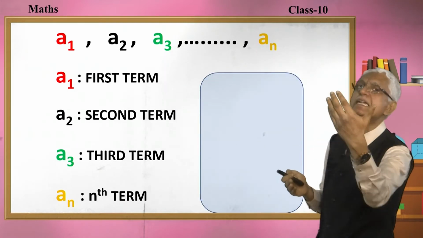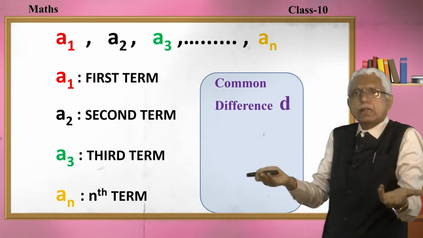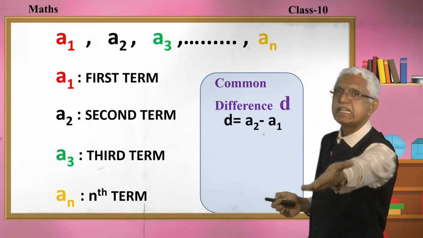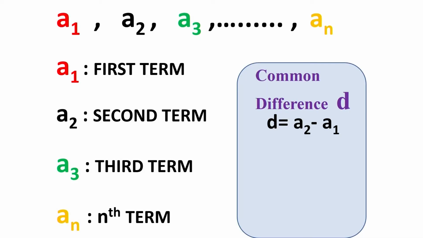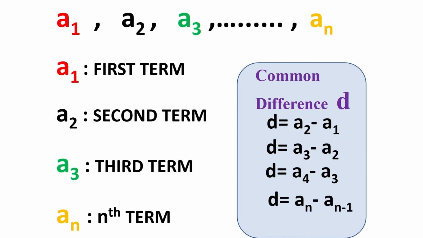Correct? Suppose you ended with a10, there are 10 terms. You ended with a25, there are 25 terms. Now observe, my dear children, here a2 minus a1. What is happening here? It is the second term minus the first term. That is the common difference. Similarly, observe the third term minus the second term. It is the common difference.